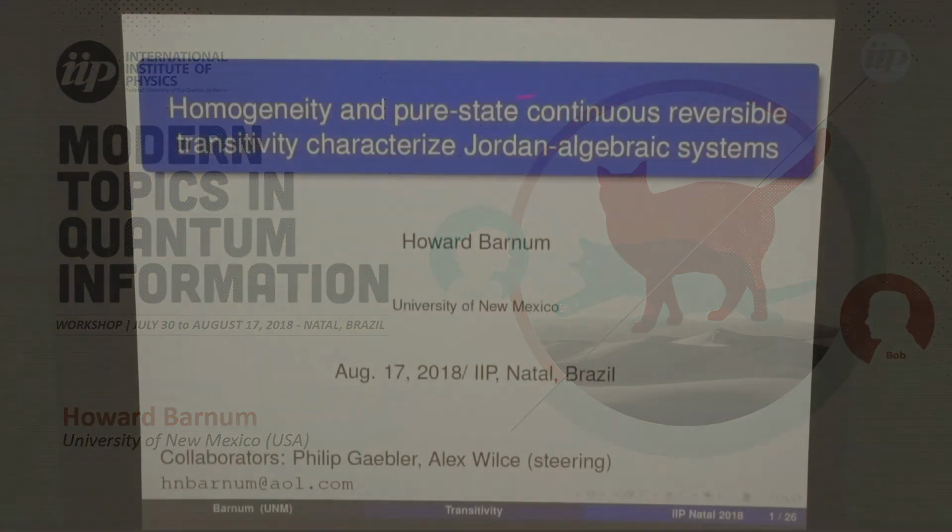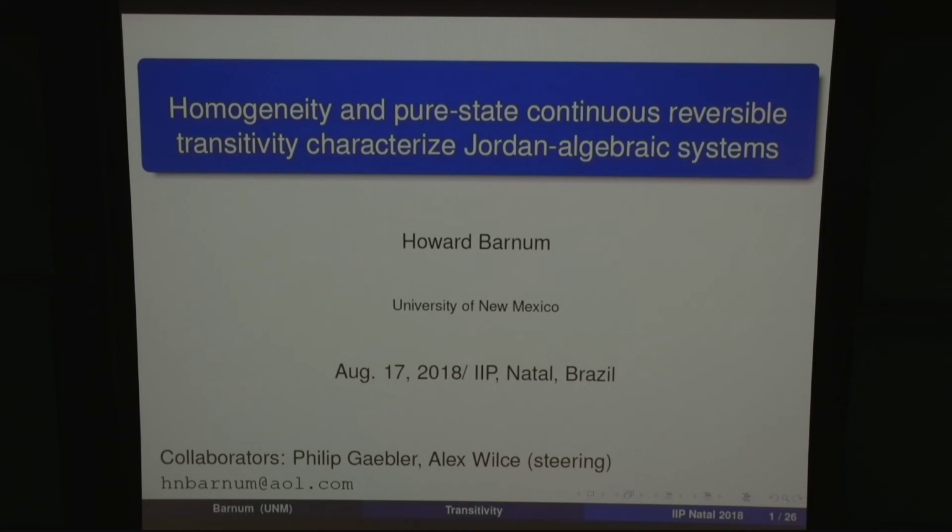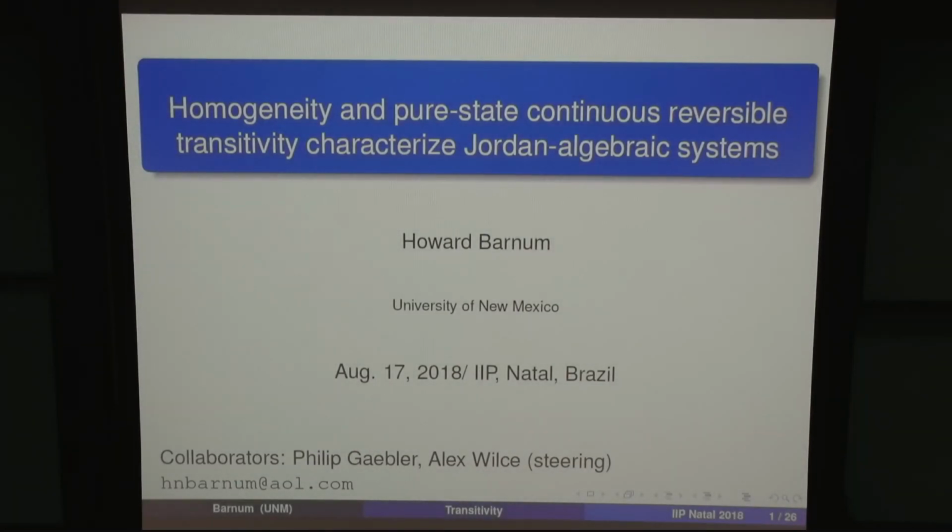I guess the title pretty much states the main result of the paper. So this is basically all you need to know. Homogeneity and pure state continuous reversible transitivity characterize Jordan-Algebraic general probabilistic systems.